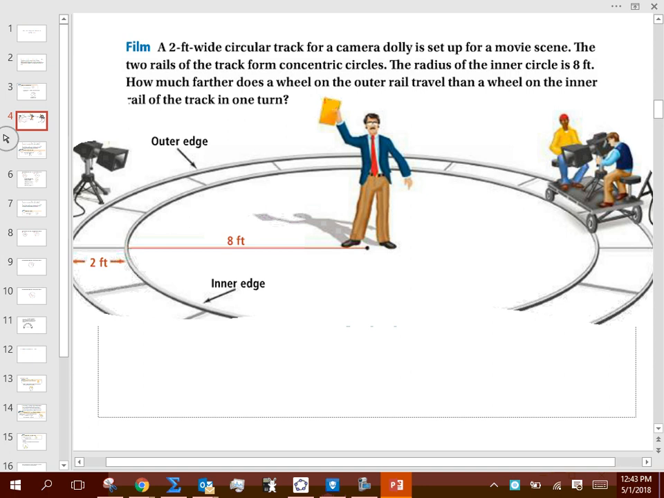Okay. But this wheel right here travels a shorter distance than that wheel there, doesn't it? Because the circle that it's on is a smaller circle. So that red wheel is the circumference of the inner track. What is the radius of the inner track? 8. Circumference is 2 pi r, right? So 2 pi times 8 gives me 16 pi.